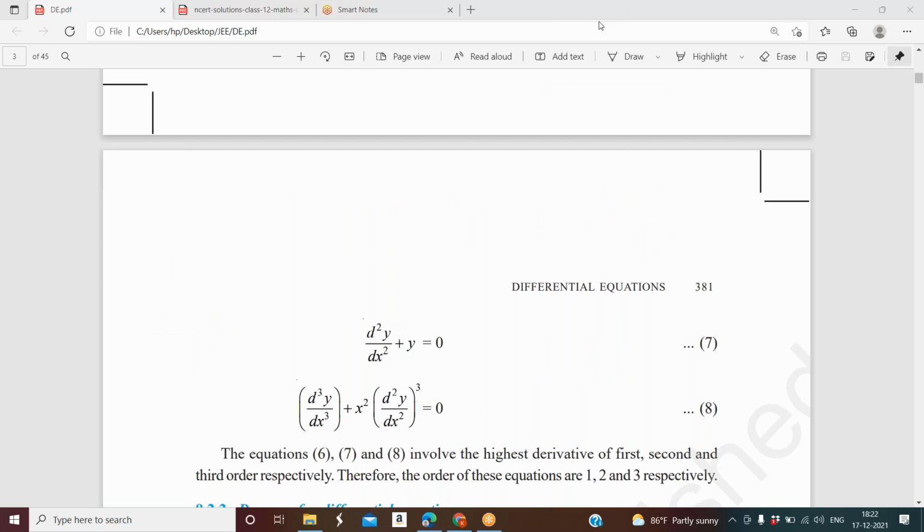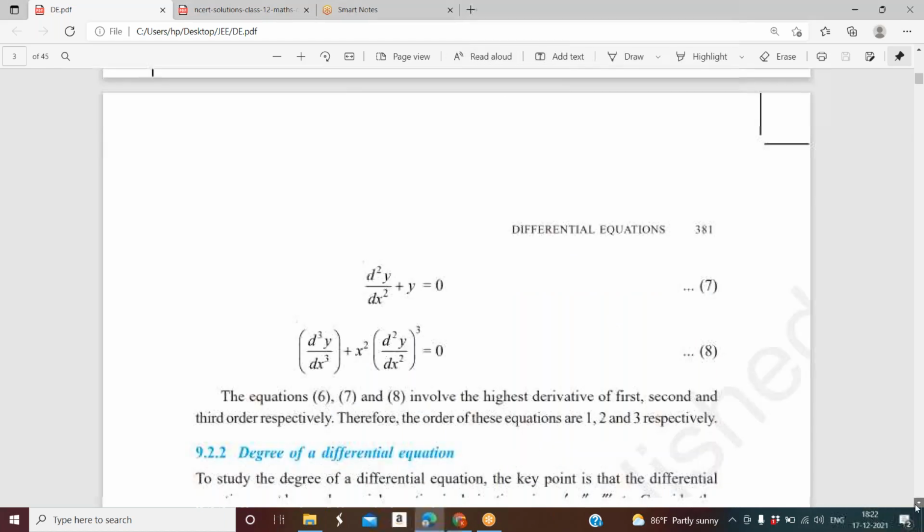What can we tell from these equations? What do you understand from these equations? We are defining the order of the differential equation. Order means you should see the highest derivative. In the above equations, we see the highest derivative of first, second, and third order, right?